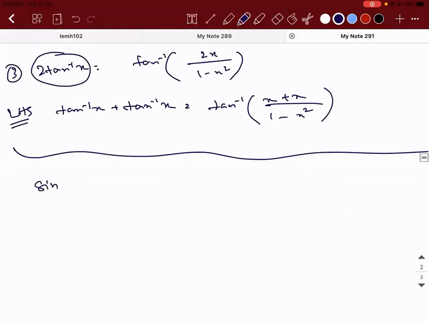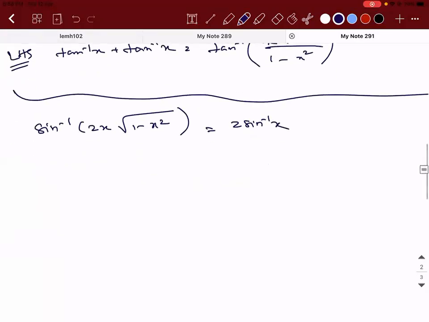Show that sin inverse of 2x into root of 1 minus x square is equal to 2 sin inverse x. So what we can do here is, I just gave you the hint. Wherever you see 1 minus x square, you can substitute either sin theta or cos theta. In this one, do you want me to take sine? Where did you get the idea from?